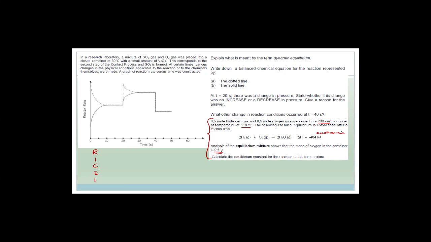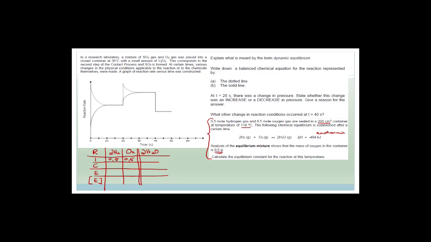RICE, and then E. Then we need two hydrogens plus an oxygen goes to, and I always like a bit of double line, and it's two water vapors. I say water vapor or steam because it's a gas. It tells you that 0.5 moles of hydrogen was placed in this and 0.5 moles of the oxygen.